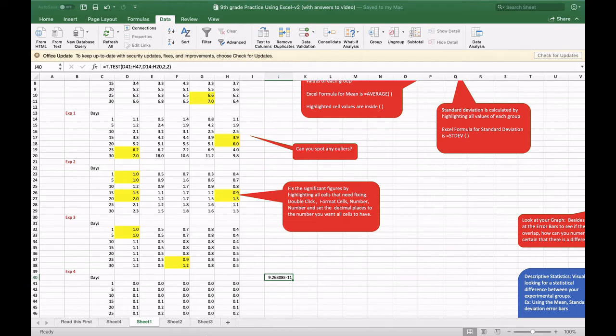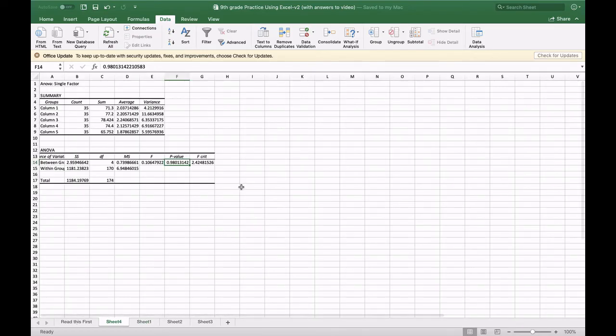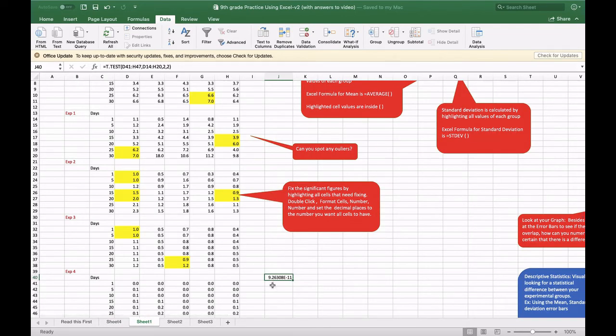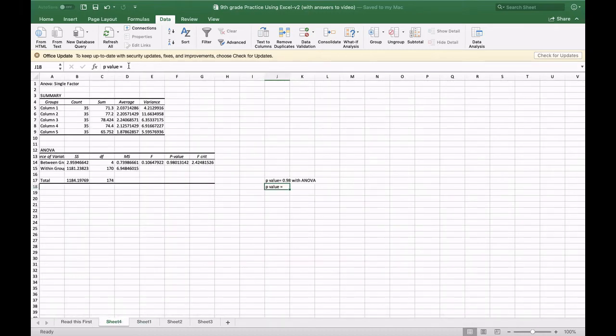So what did my inferential statistics tell me here? If we go back to sheet number 4, it told me that I have a p-value of 0.98 when conducting an ANOVA test, when looking at all groups. But it told me that I have a p-value, if I go back to sheet 1, of 9.2 times 10 to the negative 11. My p-value here is 9.2 exponent negative 11. That is less than 0.05.